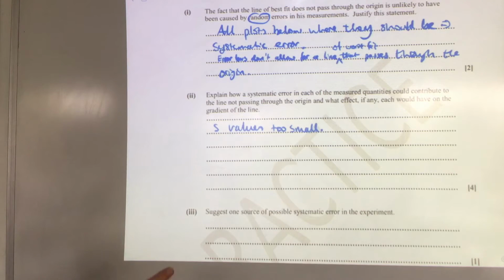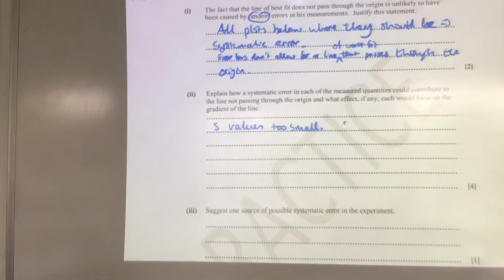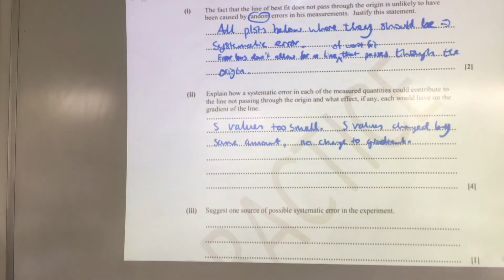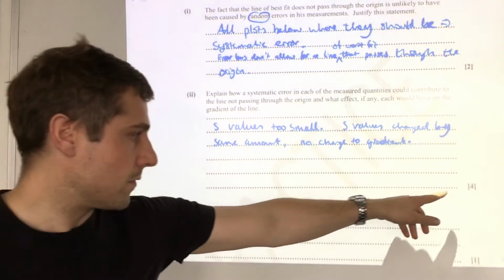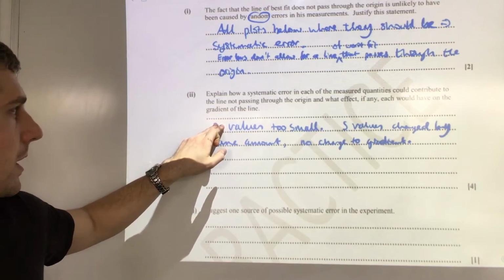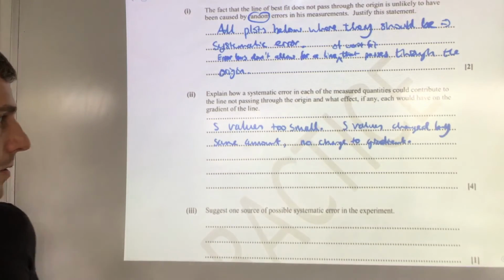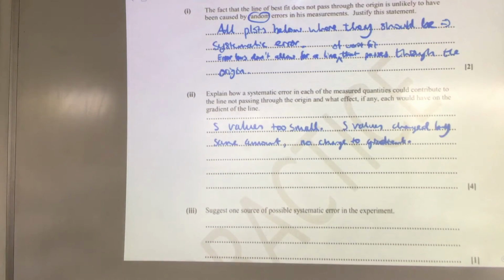But because they're all affected by the same amount, or all changed by the same amount, that would not change the gradient. The s values are all changed by the same amount, so there is no change to the gradient. That's the first 2 points that we want for our 2 marks there: how the systematic error would contribute, and then no change to the gradient.